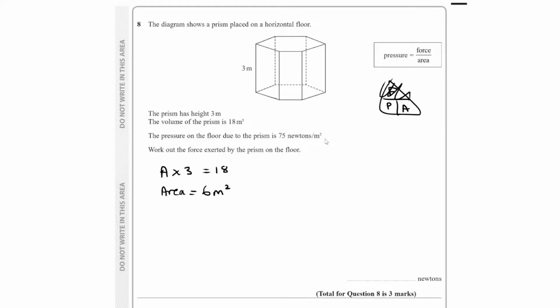So now I've got the area, I've also got the pressure. All I now need to do is work out the force. So force is pressure, 75, times the area, which is 6. I just basically doubled it to get 150 and then times it by 3, which is 450. Again, that's the 15 times tables. That's how I did it. You might want to use column multiplication. However you want to multiply, it's fine.